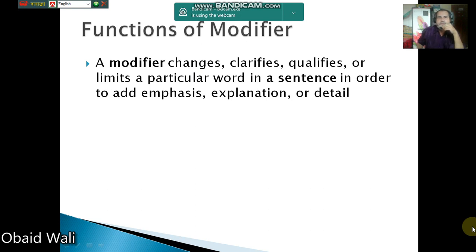Why do we need modifiers? What is the function of a modifier in a sentence? A modifier changes, clarifies, qualifies or limits a particular word in the sentence in order to add emphasis, explanation, or details. So this has very practical utility. When you listen to a native speaker or you watch a film, you will see that modifiers are used widely in spoken English. So it has a very real life implication.